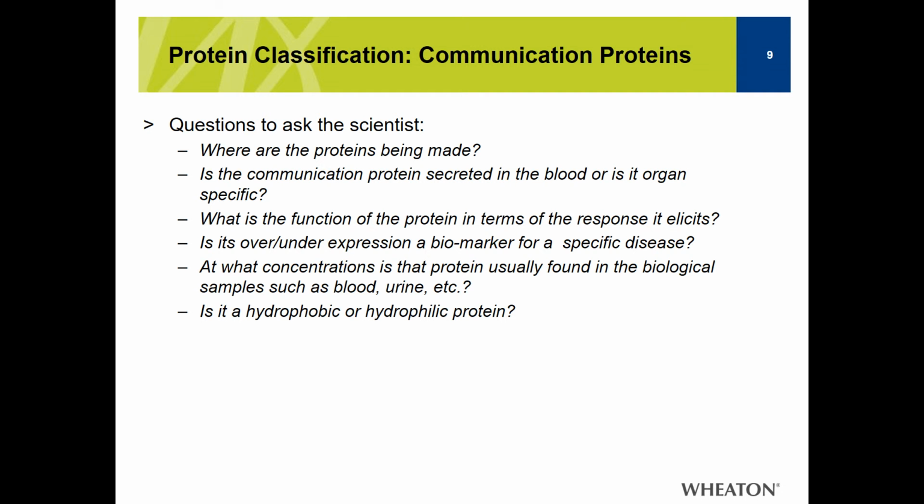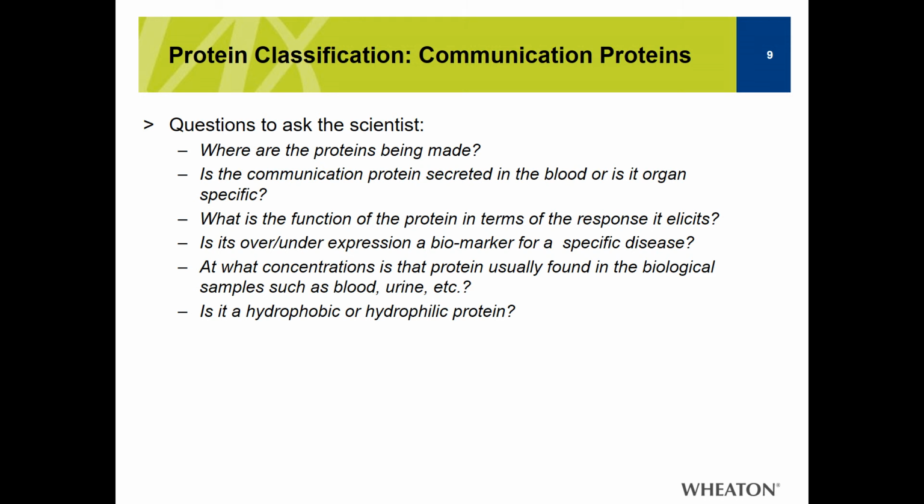So here are some questions that you may ask the scientists working on communication proteins. Number one, where are the proteins being made? That will give you an indication of how hard it is to prepare the samples or look at the protein. Number two, is a communication protein secreted in the blood or is it organ specific? If it's secreted in the blood, most likely it's going to be in higher quantity than if it's organ specific like a neurotransmitter.